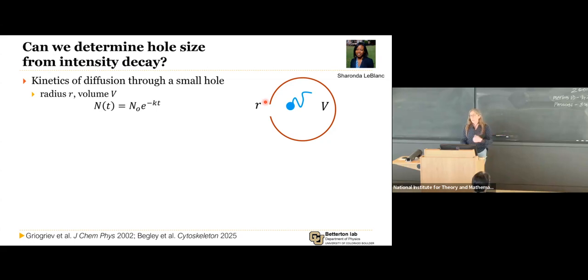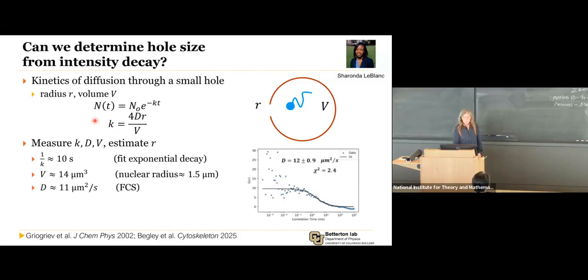And the time constant for that you can calculate exactly. It's 4 times the diffusion coefficient times r over v, okay? So I think we can measure everything we need to figure out this hole size, right? So 1 over k is that time scale of the exponential decay. It's about 10 seconds, great.